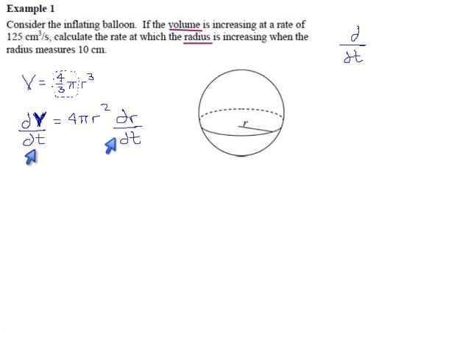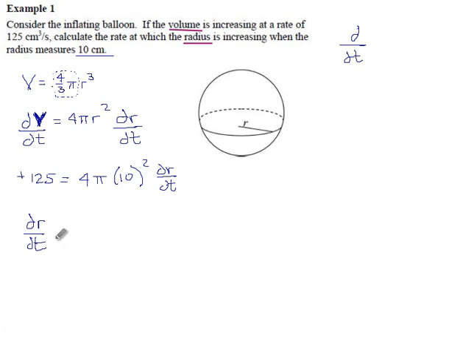So let's see if we can put some numbers into this. dV/dt is given. It's 125 cubic centimeters per second, and they say it's increasing, so that's a positive number. Plus 125 equals 4 times pi times, they say the radius is 10 at the point we're looking at, squared. And if we have all that, we can solve for dr/dt.